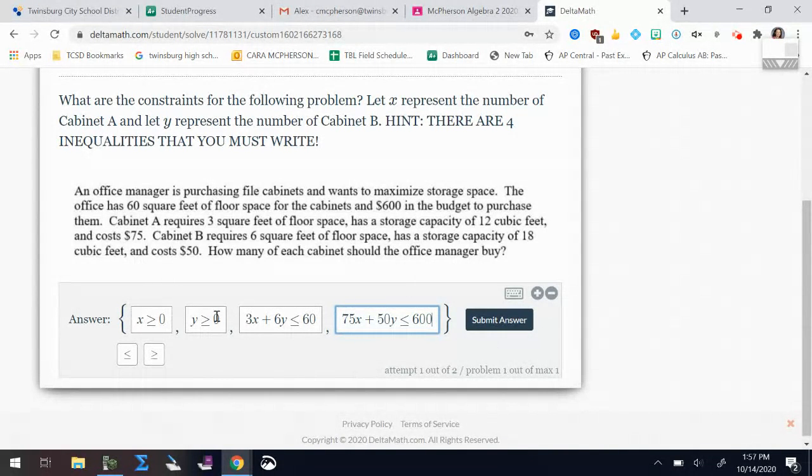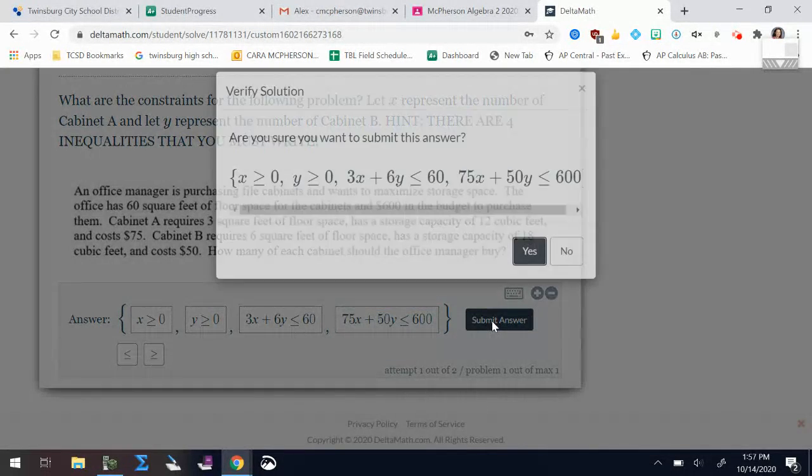The first two are going to be true for every single one you write because we're working with real life quantities that can't be negative. The third and the fourth one are ones where you're going to have to read a little bit and figure out what we are limited by. In this case, we're limited by floor space and we're limited by money. We're going to submit our answer.